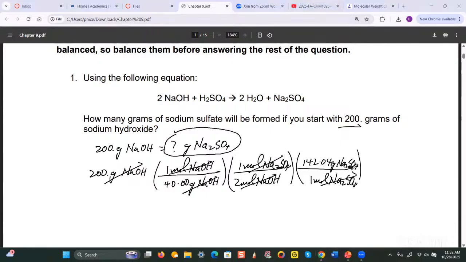So now we're going to do the number crunching. 200 divided by 14.00 divided by 2 times 142.04. And according to my calculation, this works out to be equal to, and again, correct me if I'm wrong, but I got 355 grams of sodium sulfate.